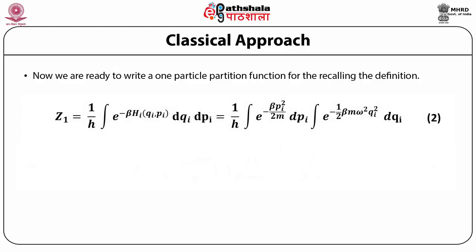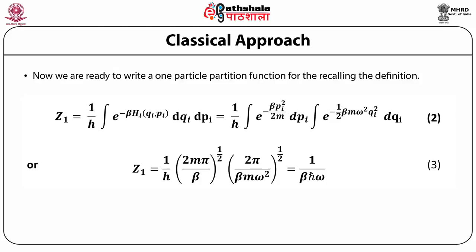Z1 is equal to 1 upon h integral of e raised to power minus beta Hi as a function of qi, pi integrated over dqi dpi, which is equal to 1 upon h integral of e raised to power minus beta pi squared by 2m dpi multiplied by integral of e raised to power minus half beta m omega squared qi squared dqi, or Z1 is equal to 1 upon h times 2m pi by beta raised to power half multiplied by 2 pi upon beta m omega squared raised to power half, which is equal to 1 upon beta h bar omega. Here beta is equal to 1 upon kBT.